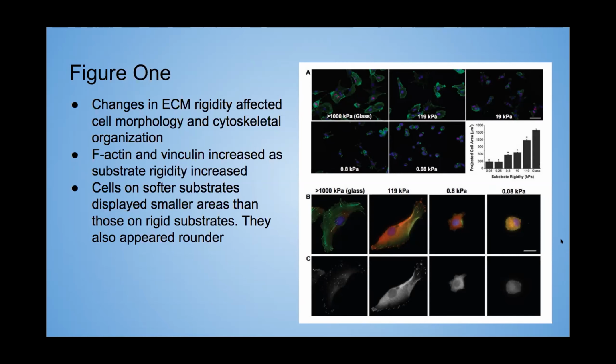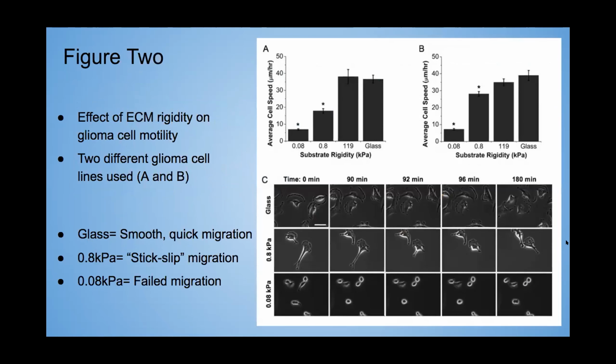Yeah, cool. Thank you. So this next figure is looking at the effect of ECM rigidities on motility. Motility is somewhat synonymous with movement, spread, migration, or similar terms, and they do use them pretty interchangeably in this paper. For A and B, they're looking at basically the same figure, looking at the exact same thing, just in 2 different glioma cell lines.